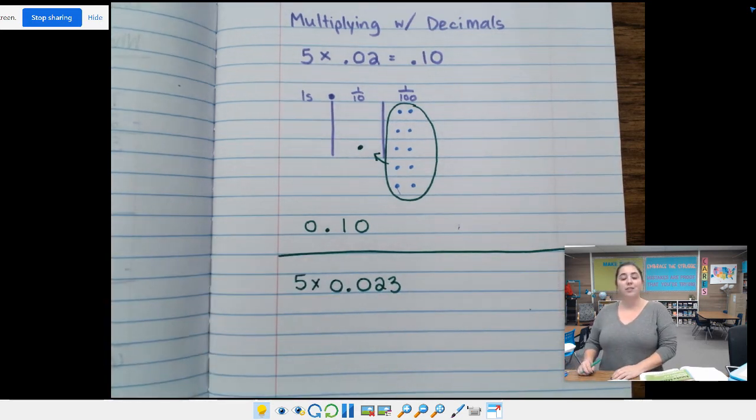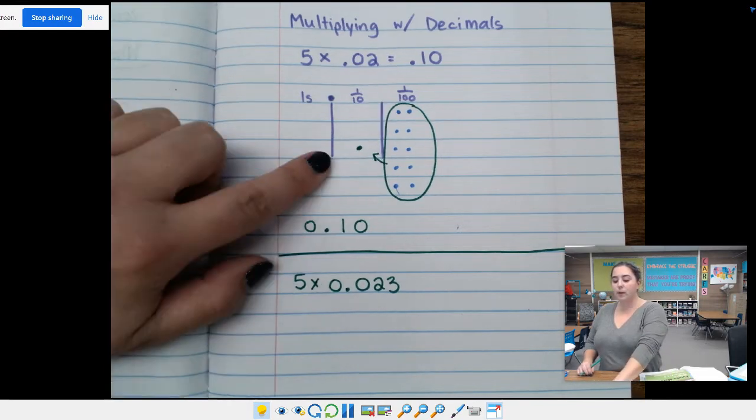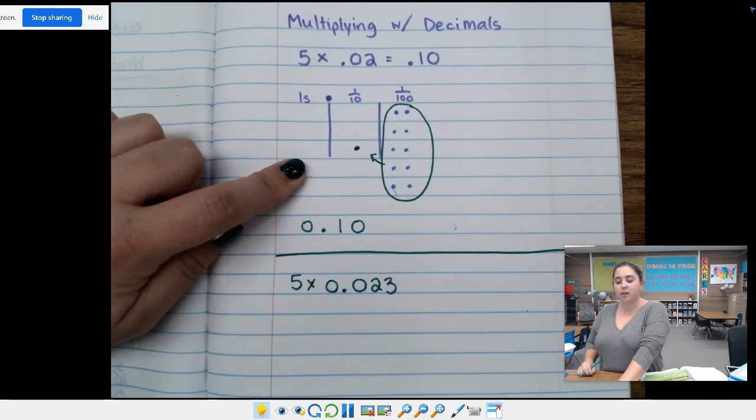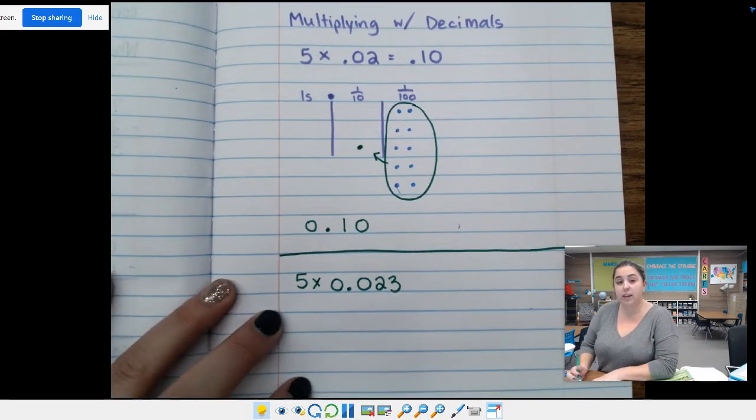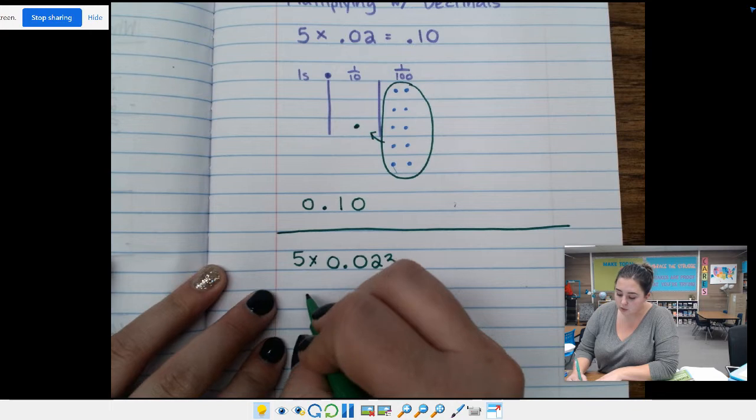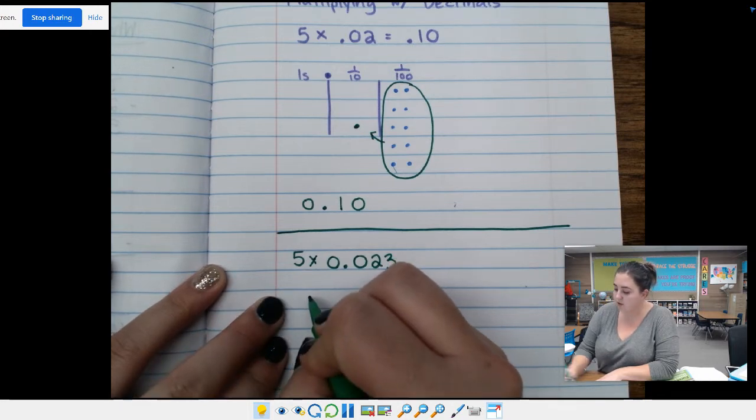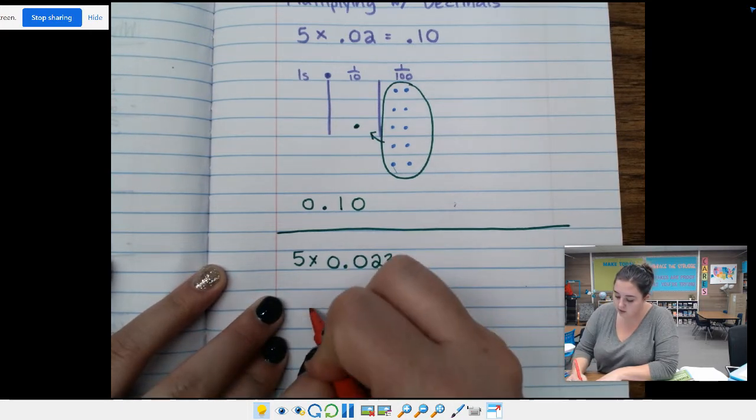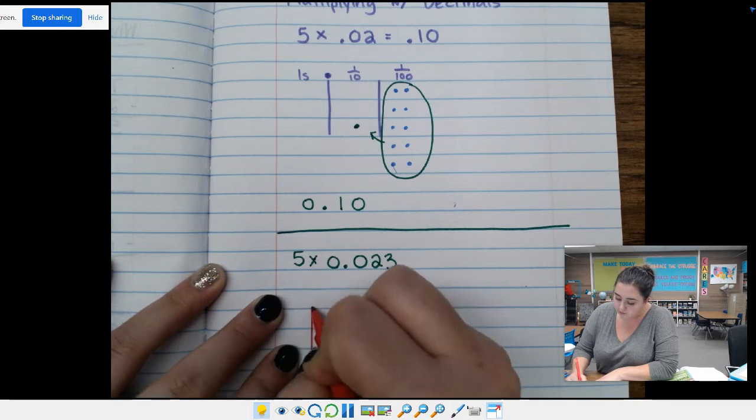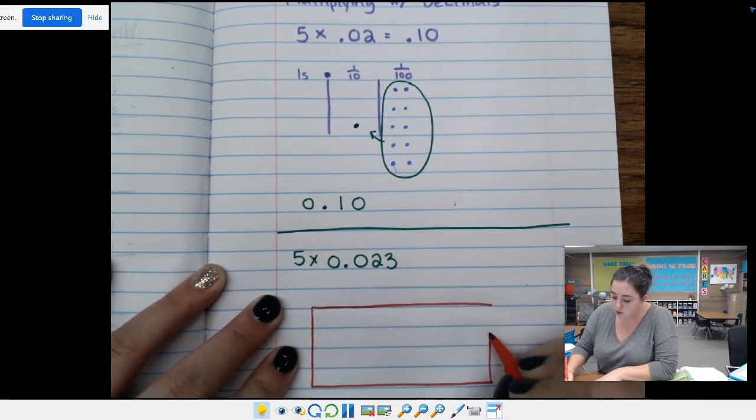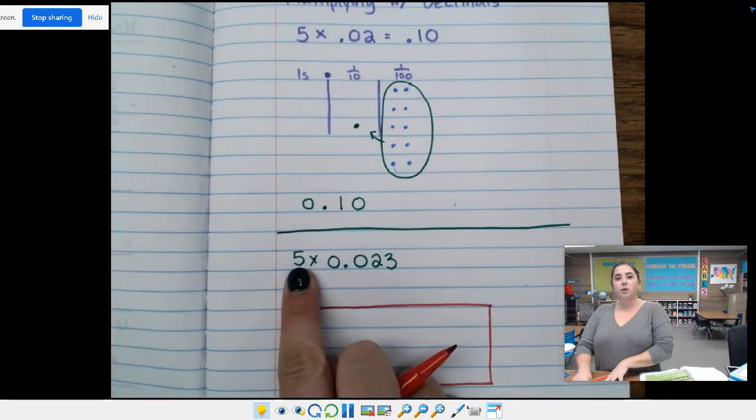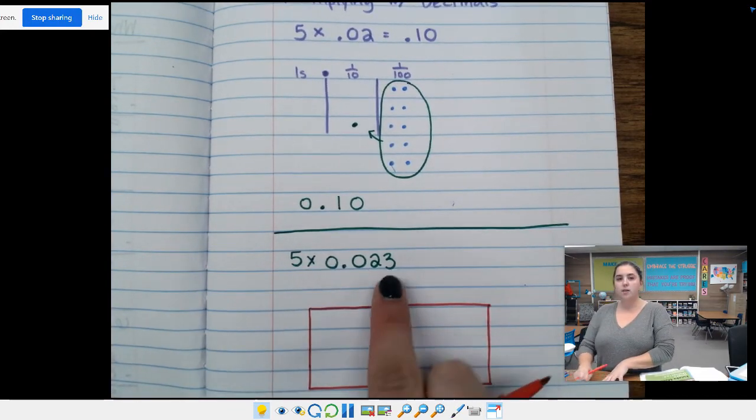So 23 thousandths. So one way you could solve is by doing the place value chart with place value discs. Another method you could use to solve is the area model. So hopefully you remember from last year. I'll do a different color. I'm going to draw a rectangle. And the whole point of the area model is that you are multiplying your numbers 1 part at a time.